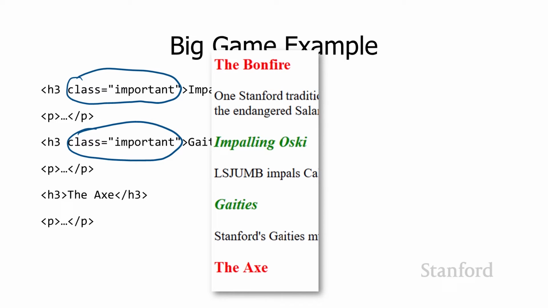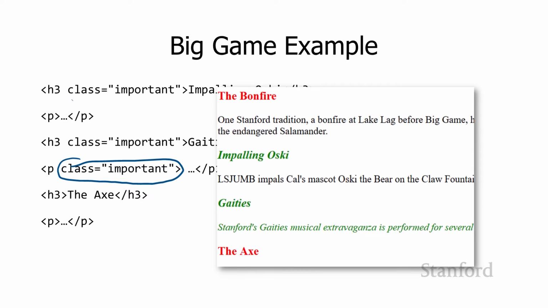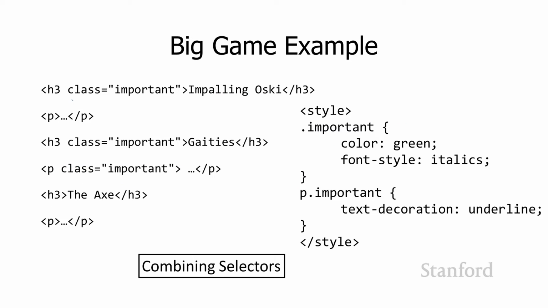And in fact, I'm not limited to just H3s. So maybe the Gades person's like, okay, fine. We put impaling OSCE into class equals important. Well, I'm not only going to have my heading important, I'm going to have my entire paragraph important. And so we can go ahead and do that. That rule applies to all three of these elements, even though one of them's a paragraph and the other two are H3s. Now you can actually combine different selectors.